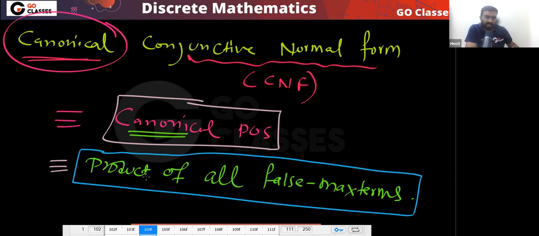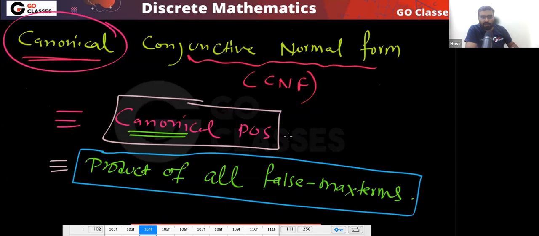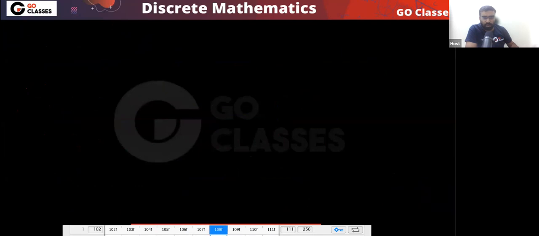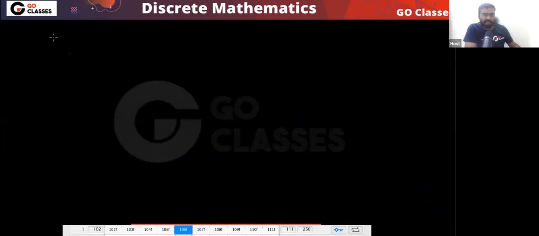We have already seen this concept in the digital logic, this POS concept, this max term concept. Okay, all these concepts we have already seen. This POS, SOP, max term, min term, canonical SOP, canonical POS, all these concepts we have already seen in the digital logic. So I am just telling you that canonical POS is nothing but product of all false max terms. Okay, so you have to find product of all false max terms. This is your question. So this formula is given to you.